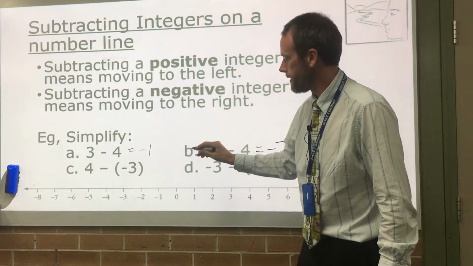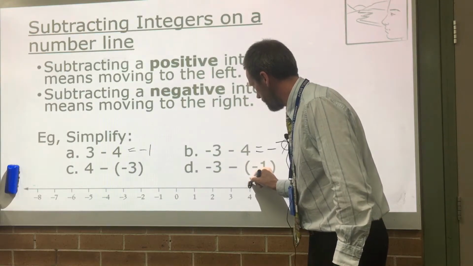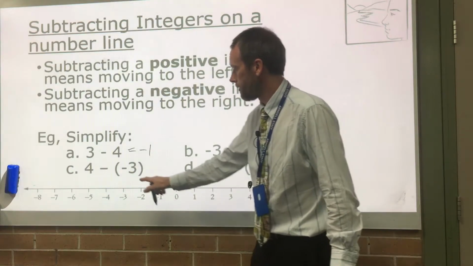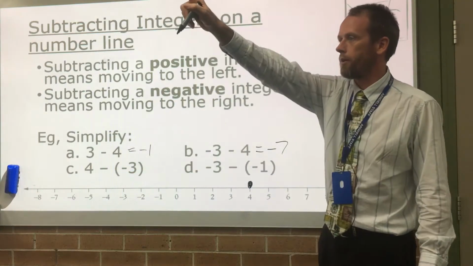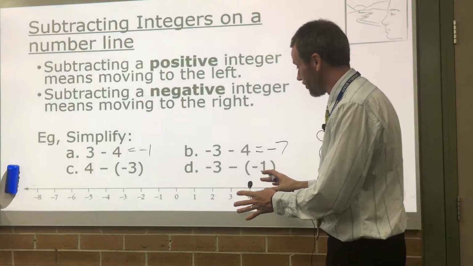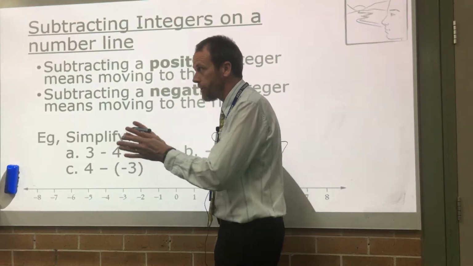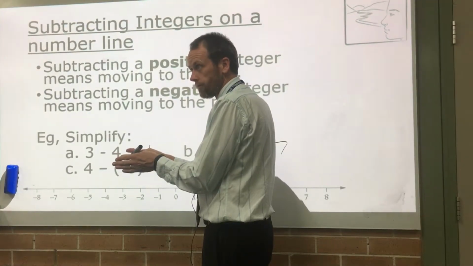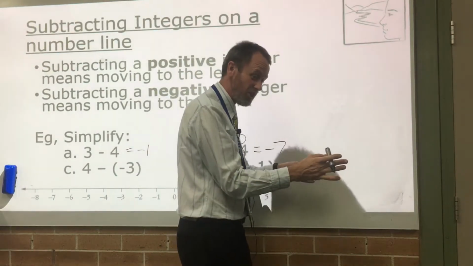4 minus negative 3. So it starts here at 4, but it's minus negative 3. Which way are we going to go? We're going to go right. We are going to go right, because it's like I'm standing at position 4. If I was normally going to go negative, I'd go that way. But it says to go negative to the negative. So I actually go this way.